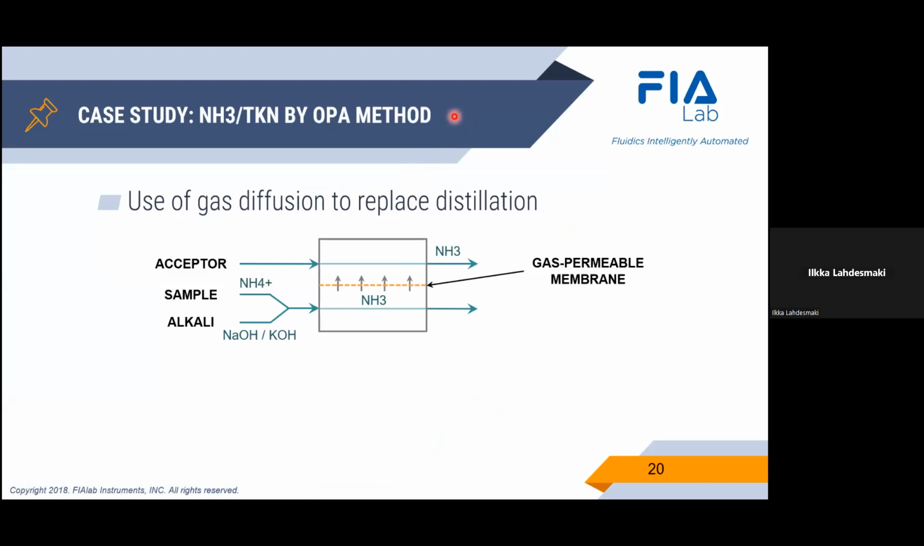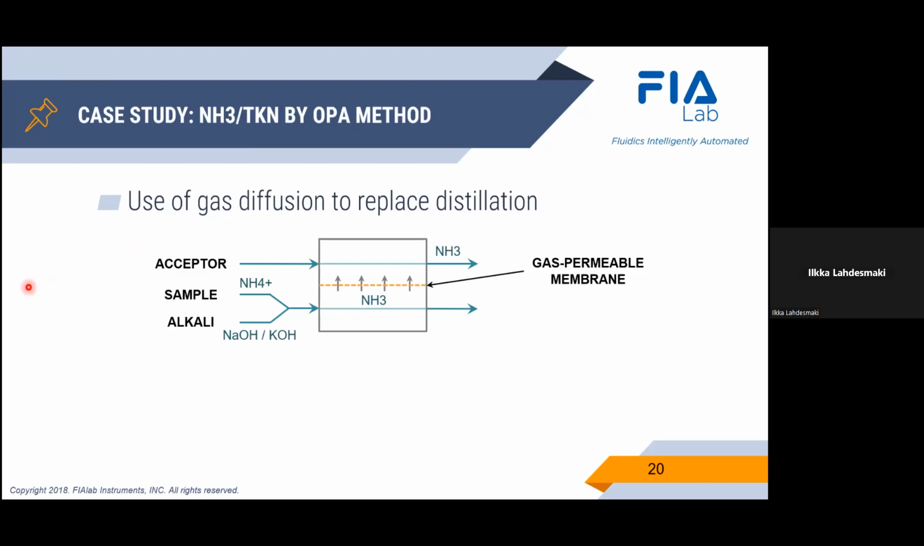So what we chose as our case study is an ammonia/TKN method based on a chemistry called OPA, short for orthophthalaldehyde. This is a method that FIA Lab has put together and worked with the EPA Clean Water Office on to get it EPA approved, which it presently is. And a central part of the instrument setup we chose to that end is the concept of gas diffusion.